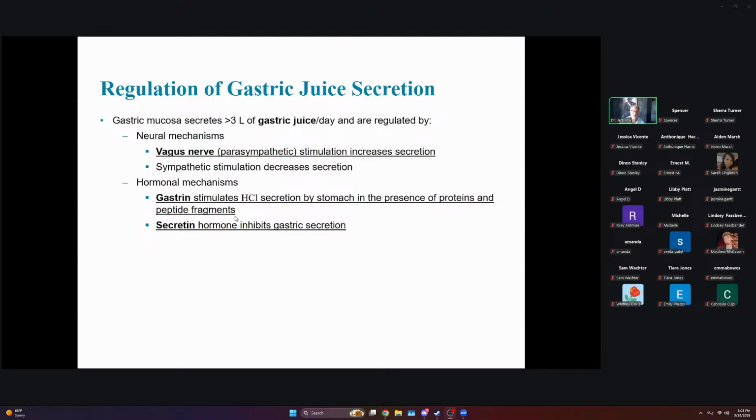From a hormonal standpoint, okay, here's gastrin. Again, remember I promised that we'd talk about gastrin and what that hormone does.